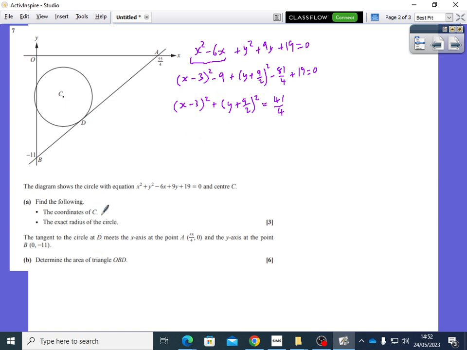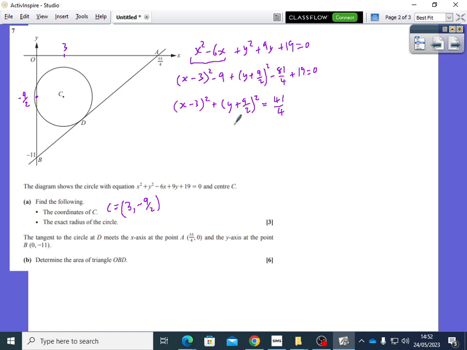So my center, coming back to here, center C is going to be 3, minus 9 over 2. x is 3, and y is minus 9 over 2. Good. That's my center. So that point there, you're going 3 along, and you're going to go down minus 4.5, 9 over 2. That's my center.